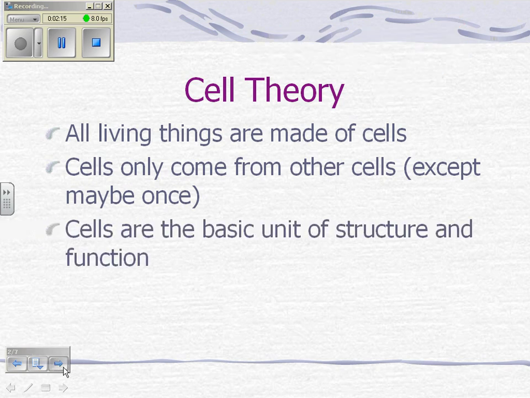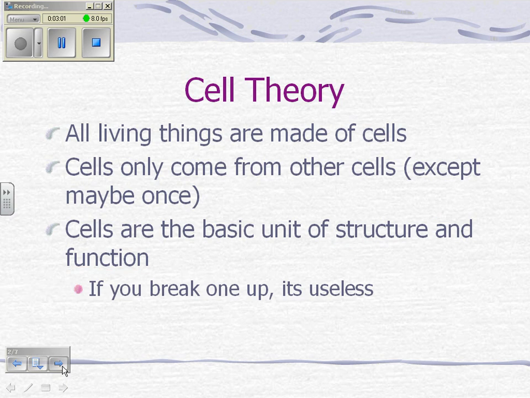Third part of the cell theory is that cells are the basic unit of structure and function. What does that mean? That means that the basic unit of structure, every living thing is built of cells. This wall that I'm standing in front of is made of blocks. That's the basic unit of structure of the wall. Cells are the basic unit of function. That means when we talk about how your body works, we have to understand how a cell works. Your brain is a collection of individual cells. So how does a brain cell work? If you can understand how a brain cell works, you can understand how all your cells work. And if you break a cell up, it doesn't work anymore.